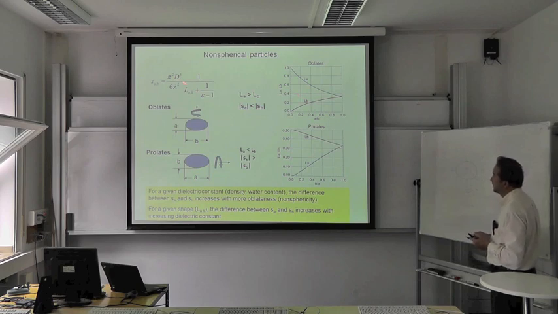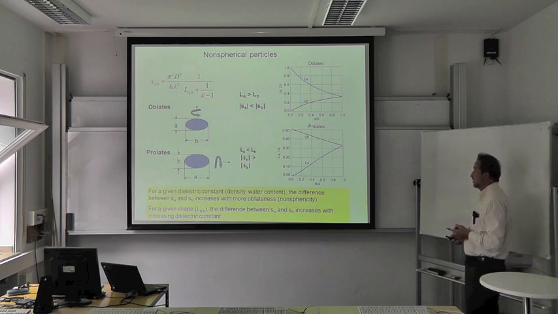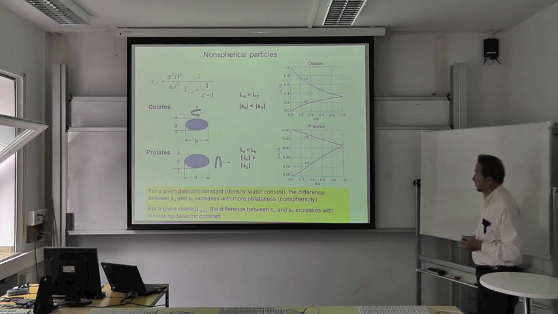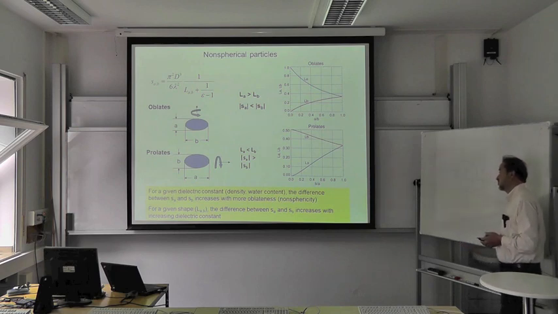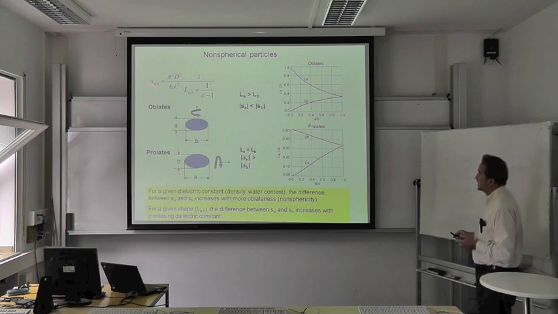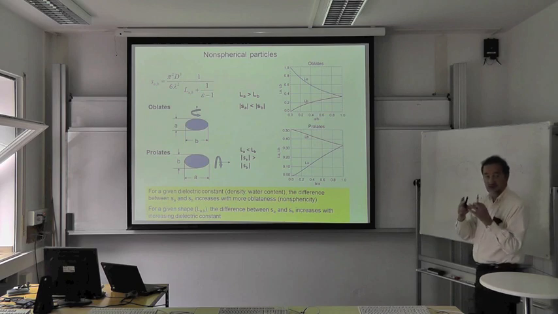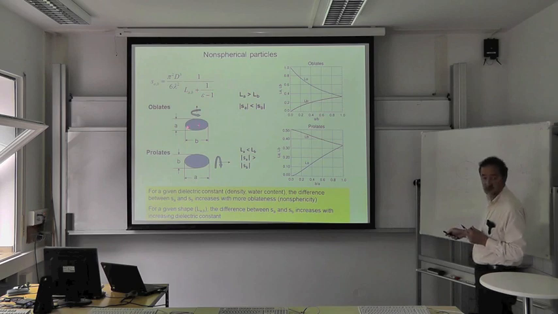However, for the given LA and LB, for example, this pair of LA and LB, this factor depends on epsilon as well. It's something that people are routinely missing when they try to interpret polarimetric variables. It's a very essential and strong dependence on the dielectric constant. In other words, SA and SB and their difference, their ratio, for the given shape of hydrometeors, for the given size of hydrometeors, depends on what actually fills that hydrometeor.